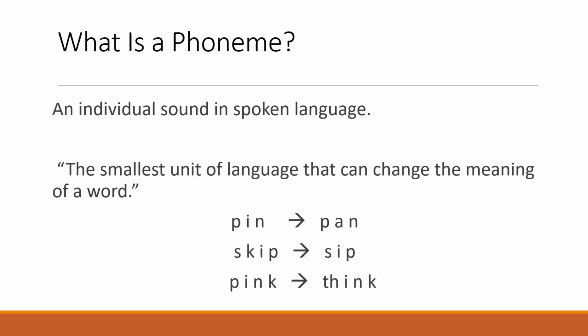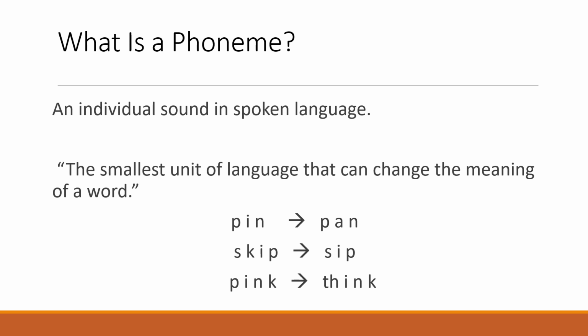Throughout this lesson, I have referred to the term phoneme numerous times. Let's take a moment to ensure that you have a thorough understanding of this important term. A phoneme is an individual sound in spoken language. Phonemes can be defined as the smallest unit of language that can change the meaning of a word. It can be a vowel, a consonant, or a digraph.